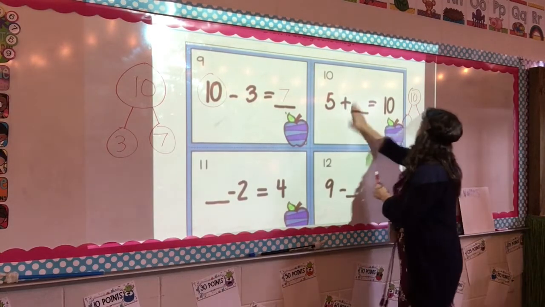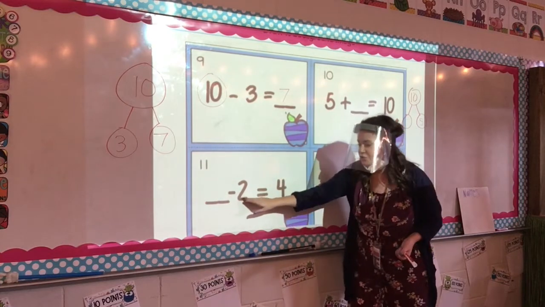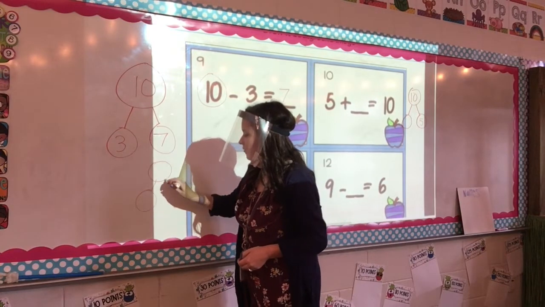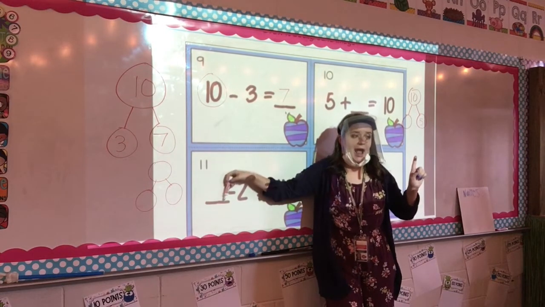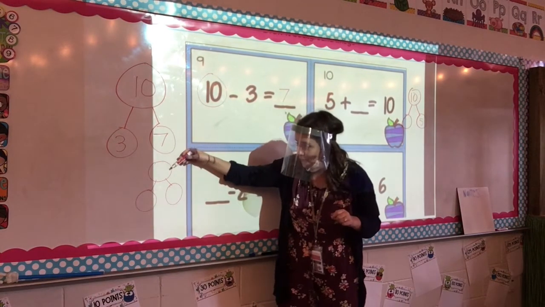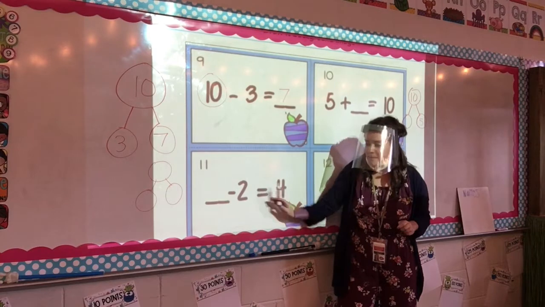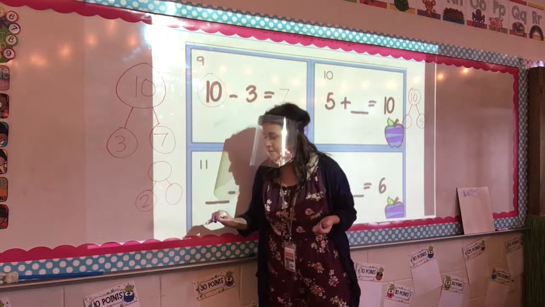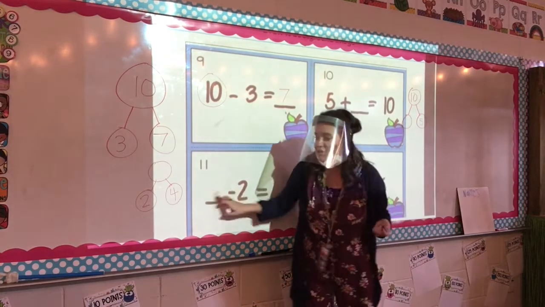Look at this bottom one for number 11. It says something minus 2 equals 4. I think I want to do a number bond to help me figure this out. Do you remember where the first number in a subtraction problem goes on the number bond? Up at the top. So I don't know that number yet. I do know my two parts. What are my parts? 2 and 4. 2 is a part and 4 is a part. So how can I figure out what my first number or my total is?